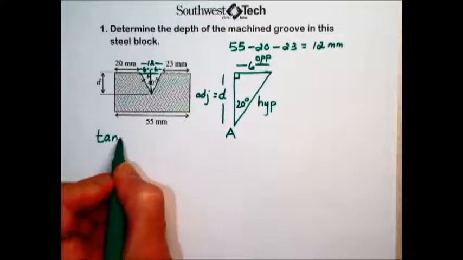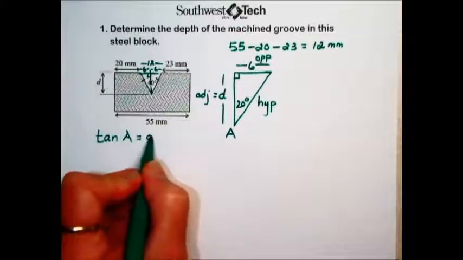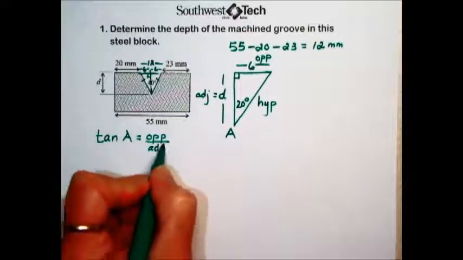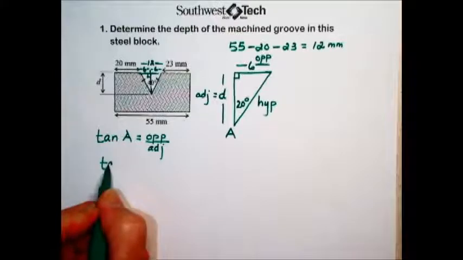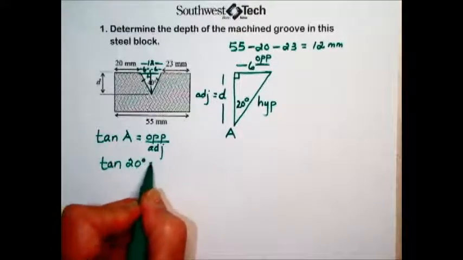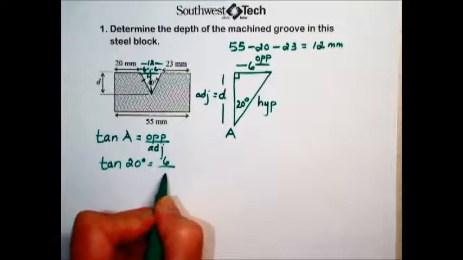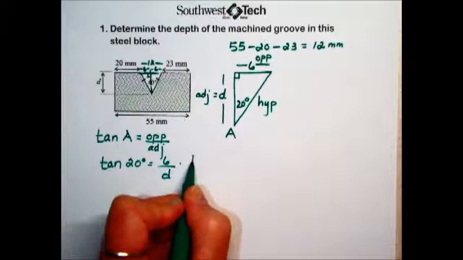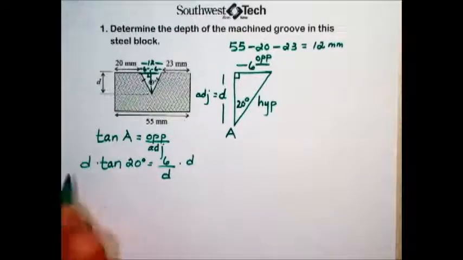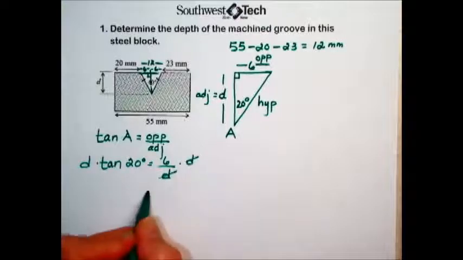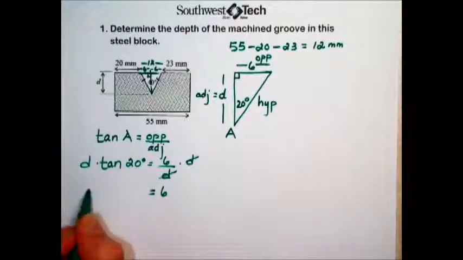So tangent of the angle is equal to the opposite over the adjacent. Plugging in the values that we have, tangent of 20 degrees is equal to the opposite, 6, over the adjacent, which is unknown, d. We'll multiply both sides by d to get the variable out of the denominator and eliminate the fraction.